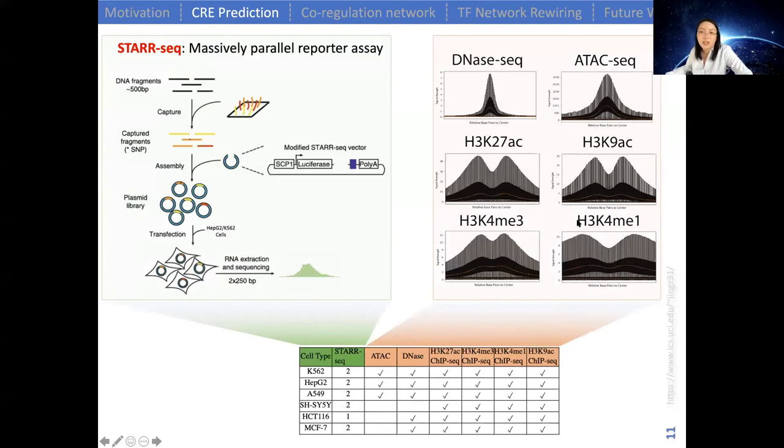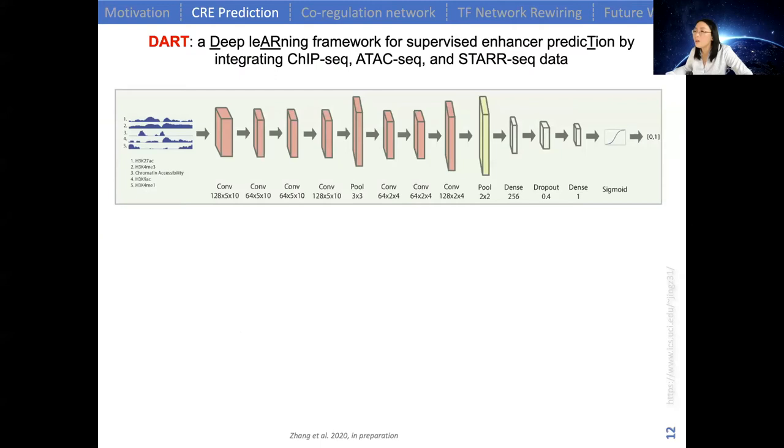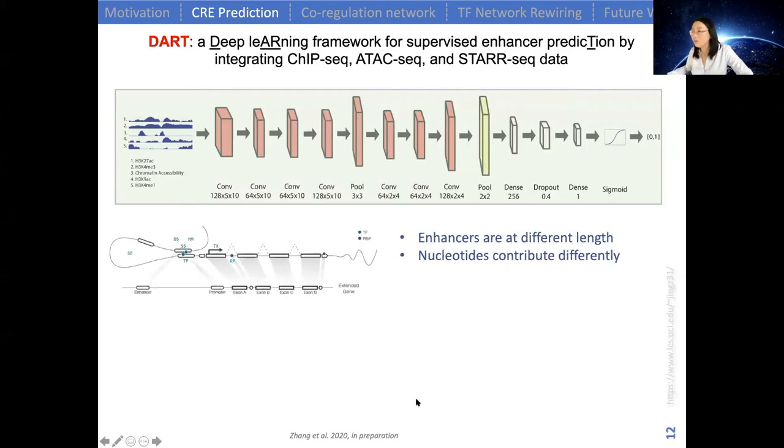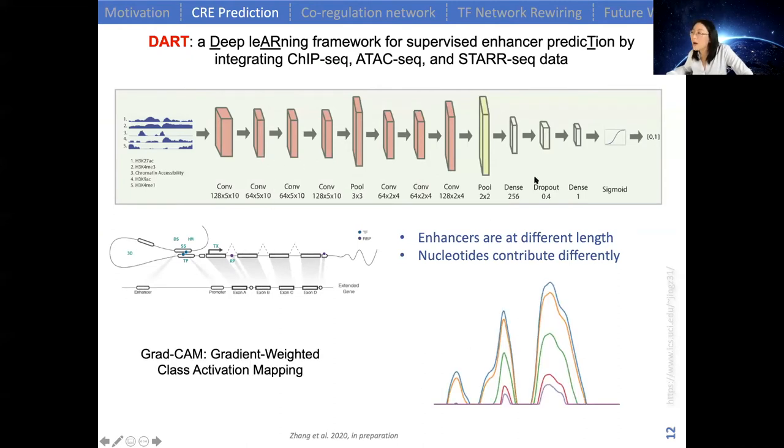And then we want to do a better job than that, because previously when we were predicting enhancers, the length was fixed. But actually the length of enhancers, or the core regions of the enhancers, changes from location to location. So what we are trying is we look back into our neural nets, into the weights, through Grad-CAM, and we try to refine our prediction.